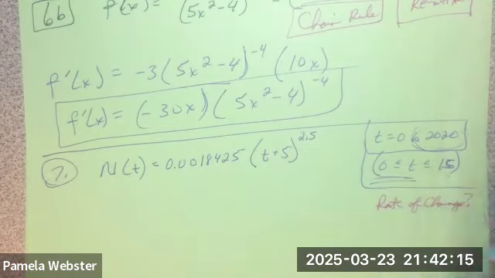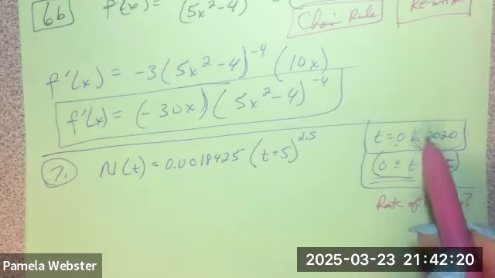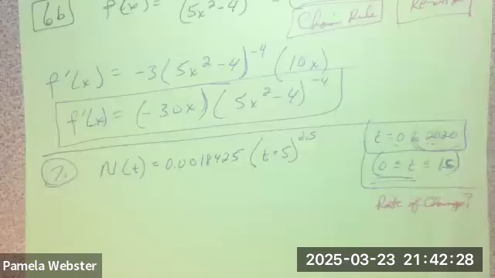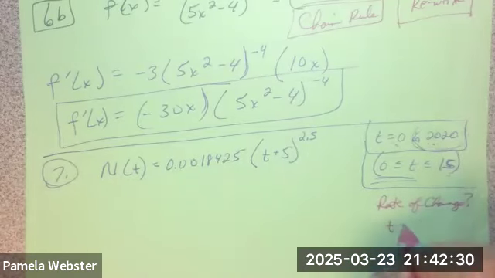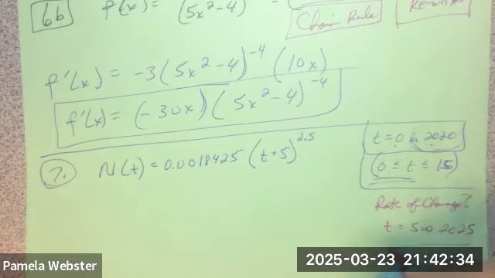Well, let's think about it. If this is 2020 at 0, what year am I looking for? 2025 is year 5, right? t equals 5. Okay. So I know I'm looking for t equals 5, 2025. Okay. Does that make sense? That's this year, at least at the time that I'm making this video. Okay. So what's the rate of change?